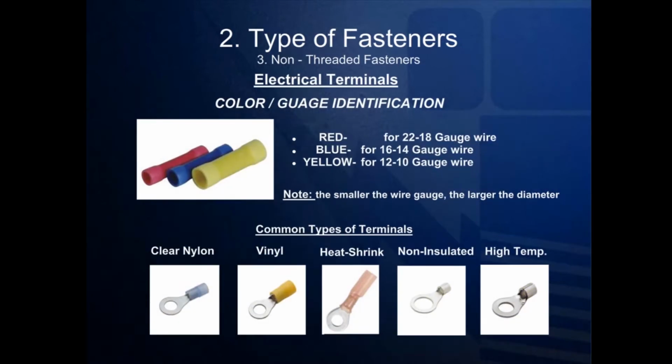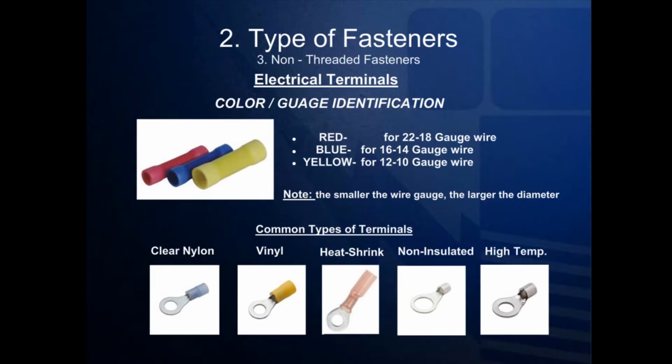Electrical terminals are commonly found in different colors. These colors actually identify the different sizes of wire that will fit these fittings. The smaller terminals, which are red, are made for wire gauge sizes 22 to 18. The blue terminals are made for wire gauge sizes 16 to 14, and the yellow fittings are made for wire gauge sizes 12 to 10. Note that the smaller the wire gauge, the larger the diameter.